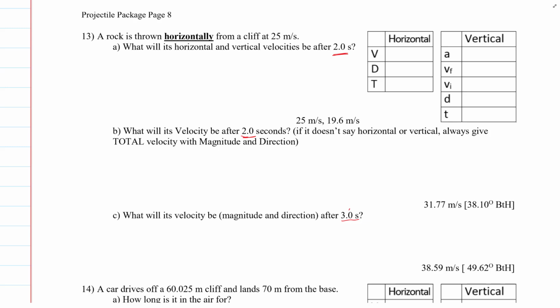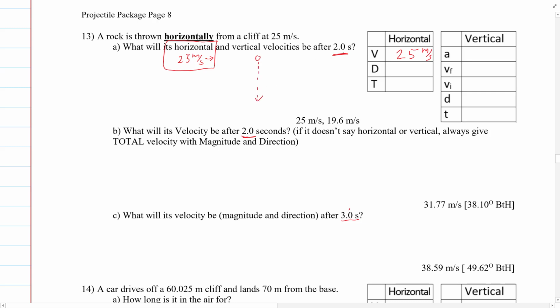A rock is thrown horizontally from a cliff at 25 meters per second. What will its horizontal and vertical velocities be after 2 seconds? This is surprisingly easy. The horizontal doesn't change, so it is still going to be 25 meters per second, and of course that'll be horizontally. And vertical, well, it's just as if you dropped a rock.